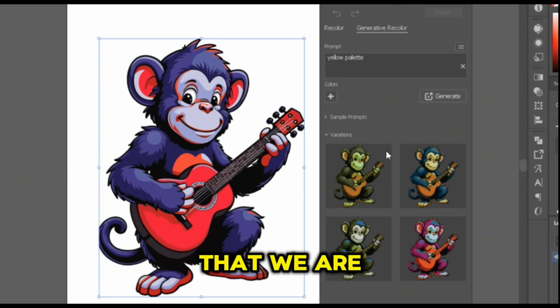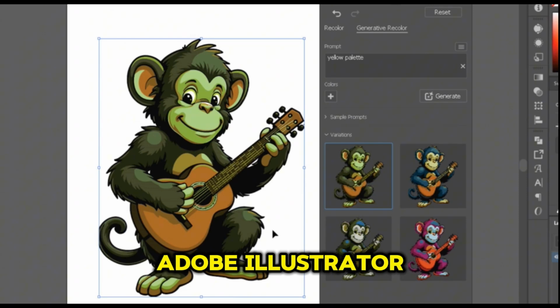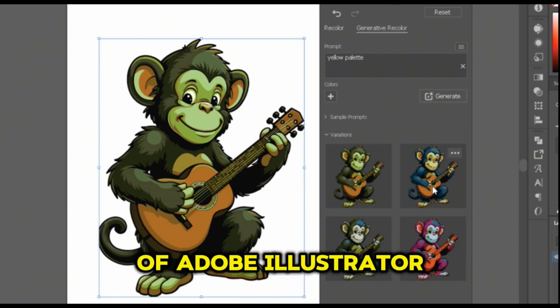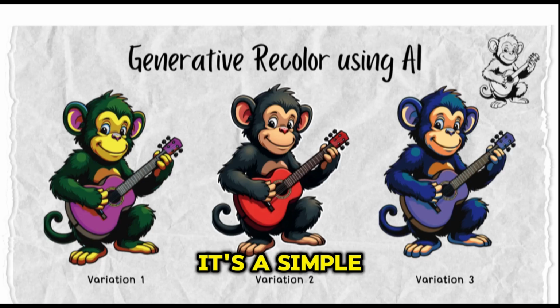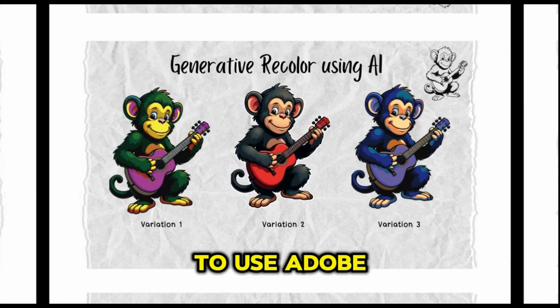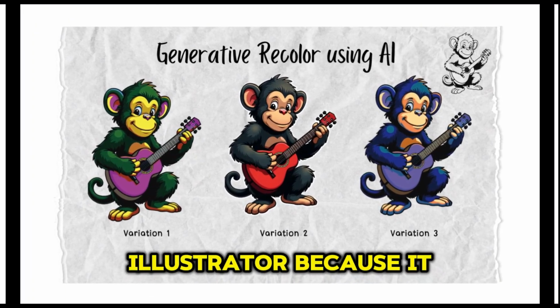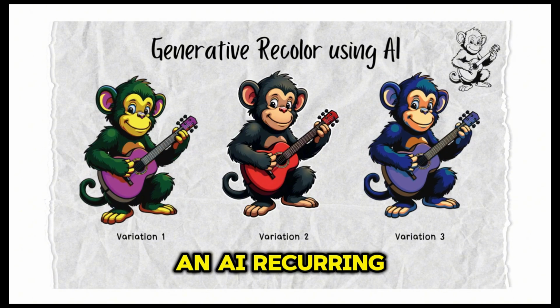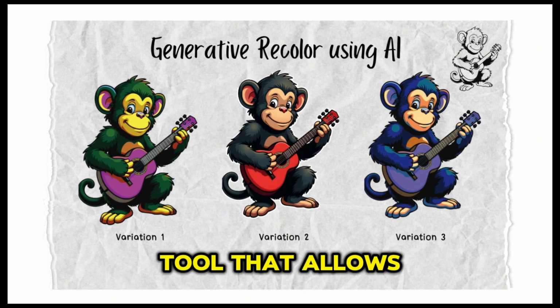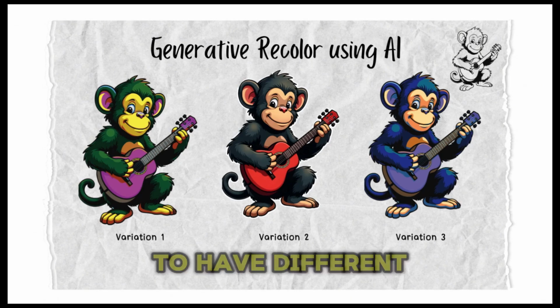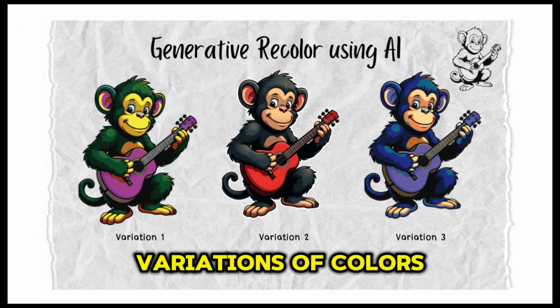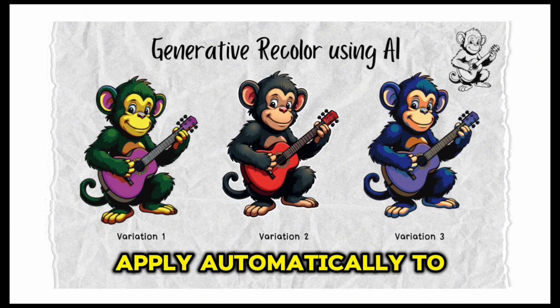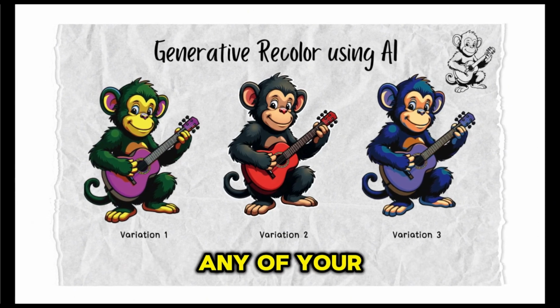And to do that, we are going to need Adobe Illustrator, the latest version of Adobe Illustrator. It's a simple method, and we're going to use Adobe Illustrator because it has an AI recoloring tool that allows you to have different variations of colors that you can apply automatically to any of your images.